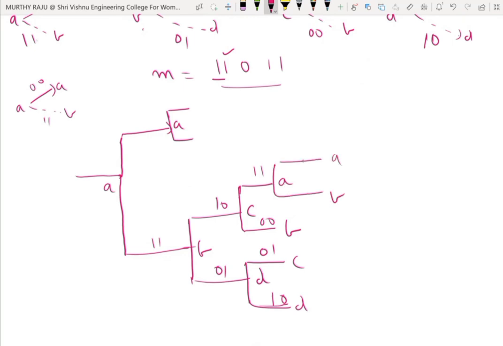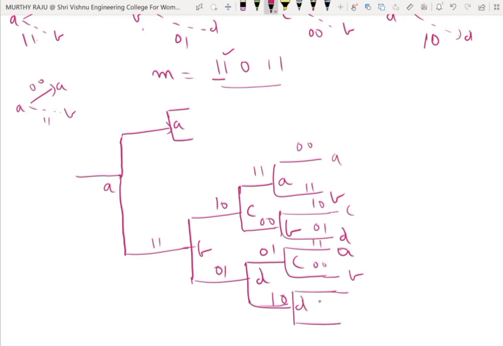Again A to B, 0 0 1 1. Here B to C, B to D, 1 0 0 1. Here C to A, 1 1 0 0, C to B, and D to C and D to D, 0 1 1 0.